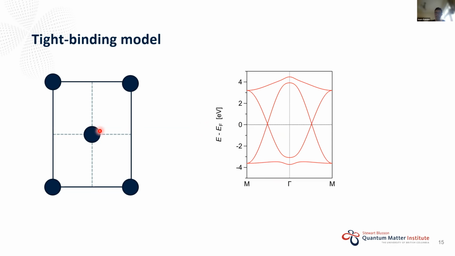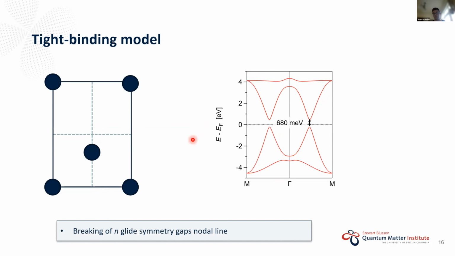Only if we move this center atom out of the center in the unit cell, which then causes the breaking of the n-glide symmetry, only if we do that, there's a gap opening in this nodal-line feature, and that gap is indeed of massive size. So we're talking about almost 700 millielectron volts. And if you put that in relation to the small change in the actual crystal structure, this is a huge energy scale. So with this simple model, we get an idea of what might happen in the real materials.